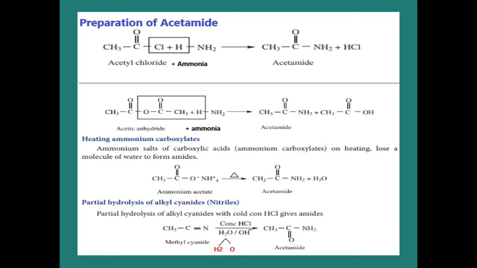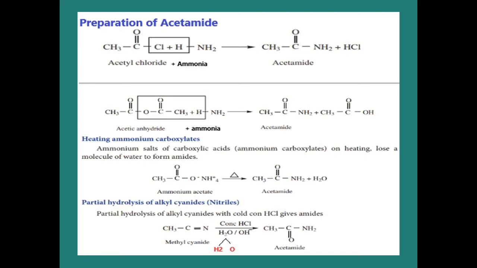Ammonolysis means nothing but just adding ammonia with acetyl chloride or ammonia with acetic anhydride. Now see the first one. Acetyl chloride is added with ammonia. The ammonia gives one hydrogen. The hydrogen is combined with Cl. We get HCl. Then the remaining part gives acetamide. CH3CONH2 is called acetamide.